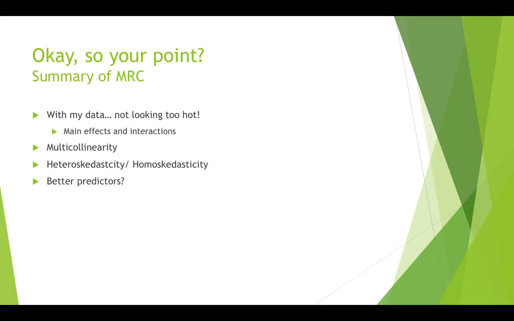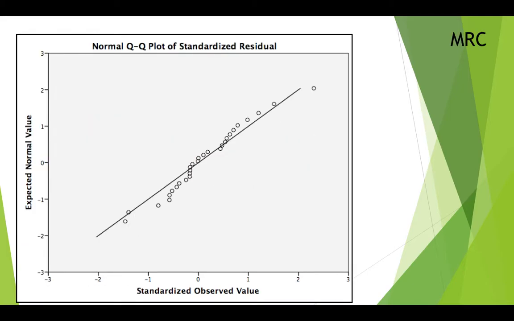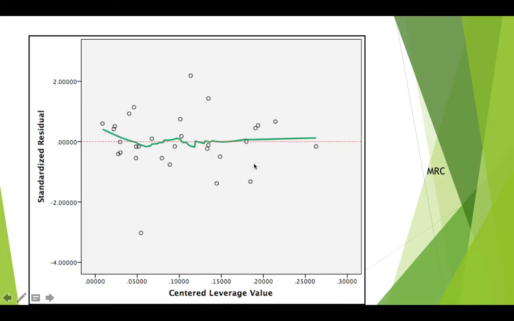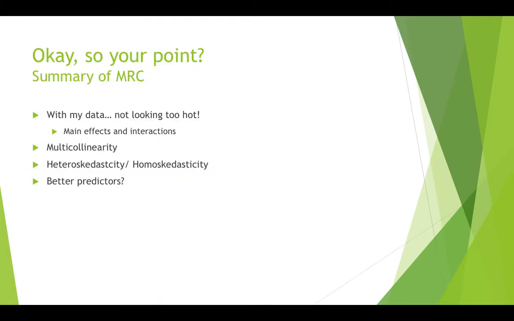Okay, so what's my point with MRC? With my data, it's really not looking too hot. There weren't any significant main effects or interactions. So is there a problem with multicollinearity? I don't know if I would say it's necessarily a problem, but if we go back here and look, I did have low t values and elevated p values, but over here it's not really saying that they influence too much. So there could be slightly a problem with it, but not too much.